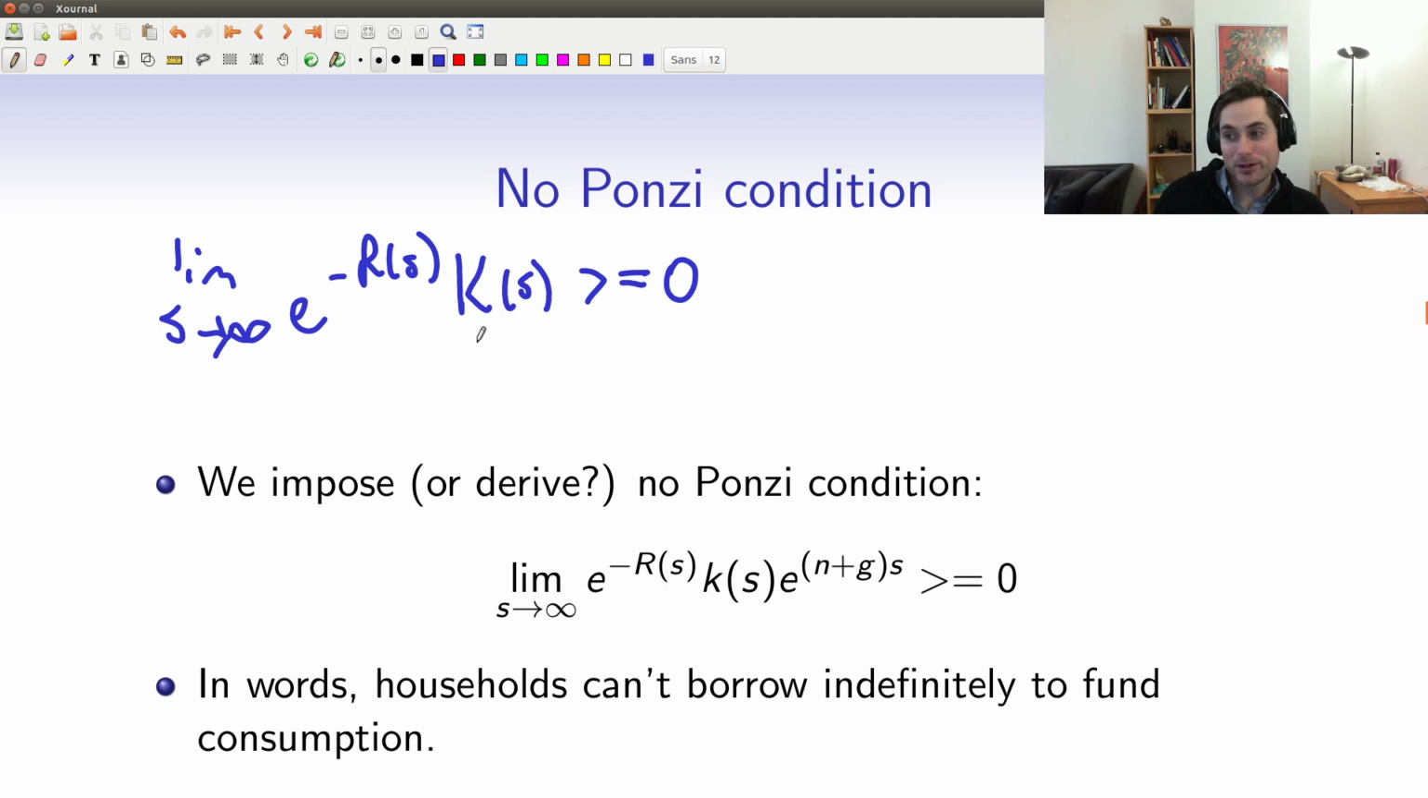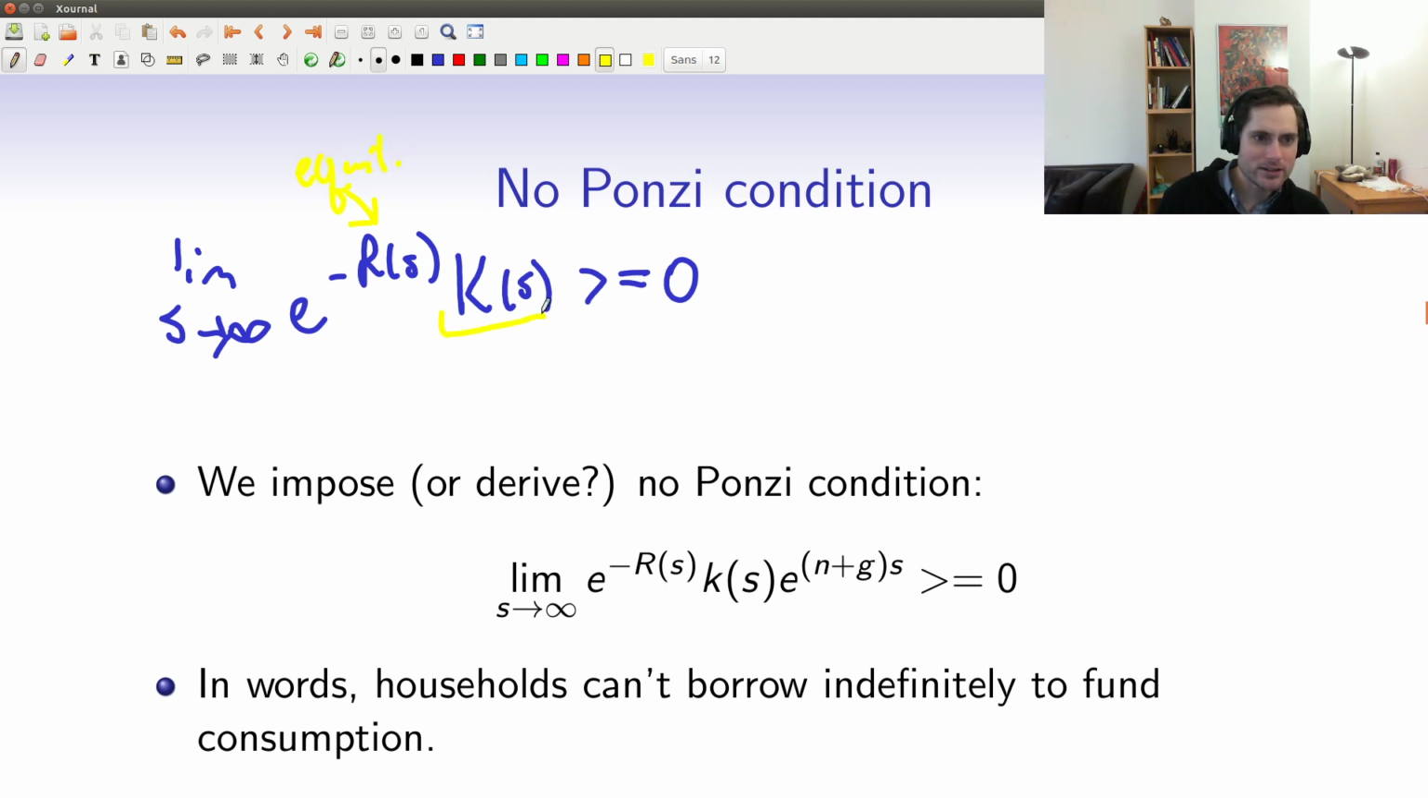So yeah, we're ruling that out because we want people to actually expect that they're going to have to pay back their debt at some point in the future. Now, do we impose or derive it? We kind of impose it, I think, is more accurate, because this R here is an equilibrium object.